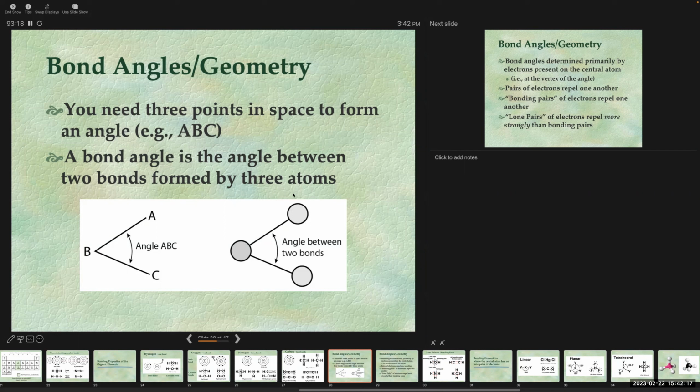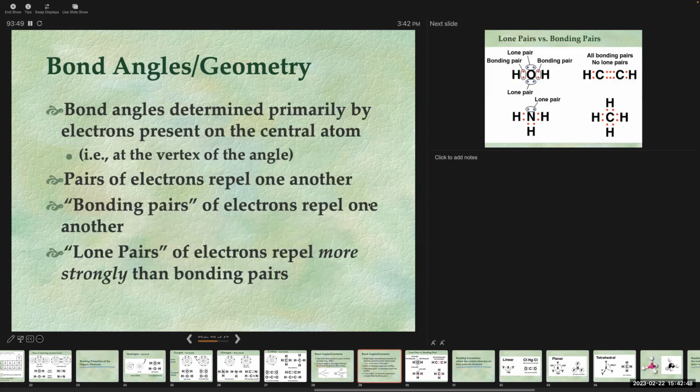So you could call this atom A at the top. It's bonded to atom B over here at the corner. And then that in turn is also bonded to atom C down here at the bottom. So there are these bonds, and then there's an angle between those bonds. And the angles between bonds are actually dictated by the arrangement of electrons around the atoms that are involved in these bonds. So let's talk about that a little bit.